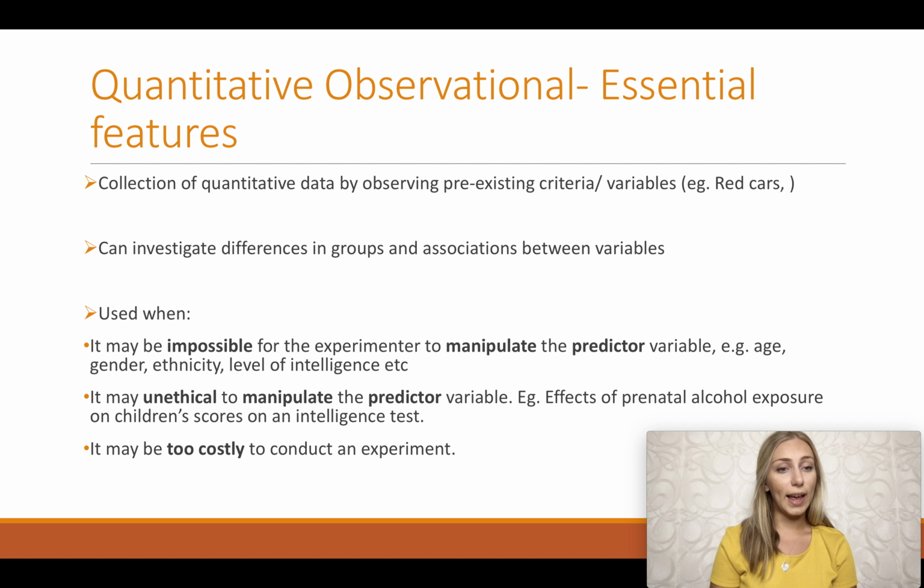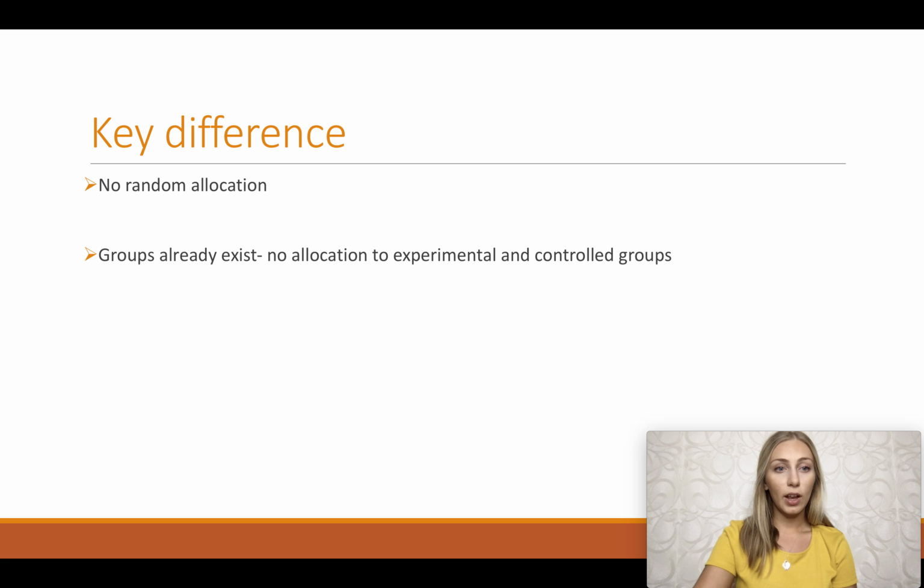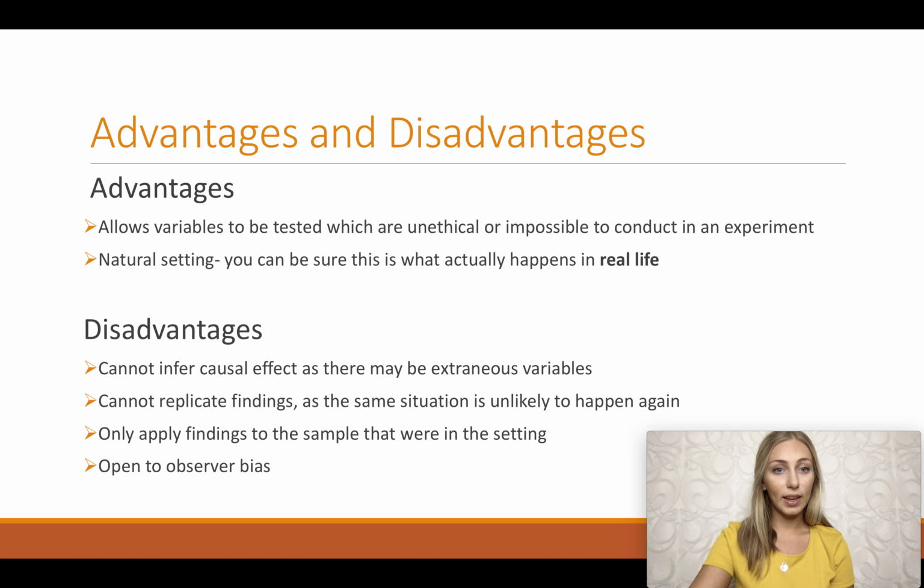It is also used when it may be unethical to manipulate the predictor. So, for example, the effects of prenatal alcohol exposure on children's scores on an intelligence test. You cannot do that because that is unethical. And you also use this design when it may be too costly to conduct the experiment. So, for example, it was too costly to look at jet lag. The key difference between this method and the experimental method is that there is no random allocation because these groups already exist. Therefore, you cannot have an experimental and a controlled group.